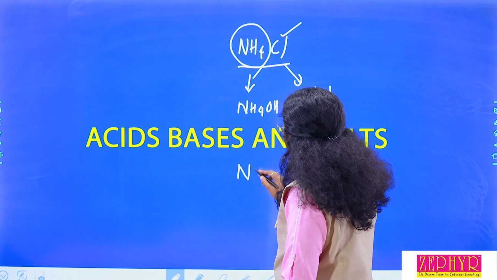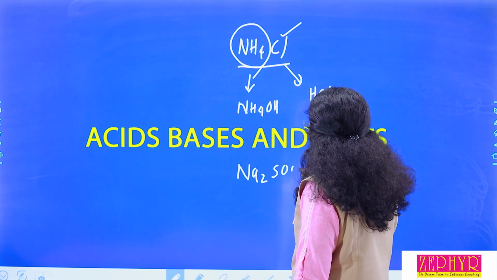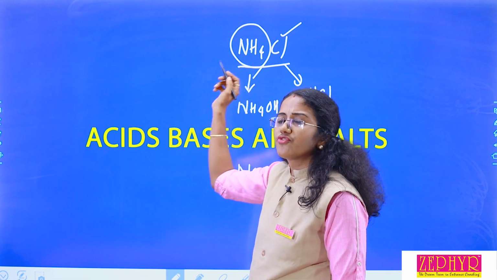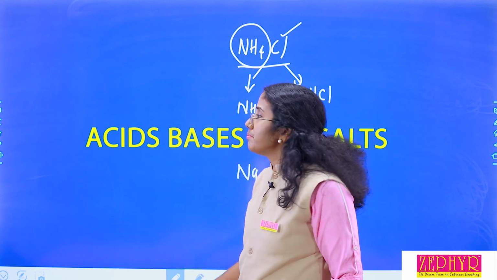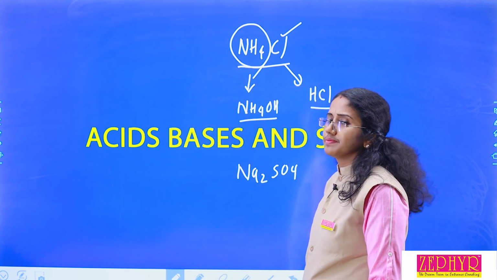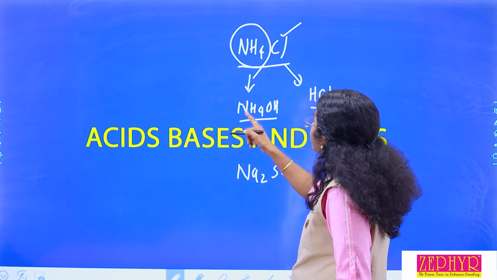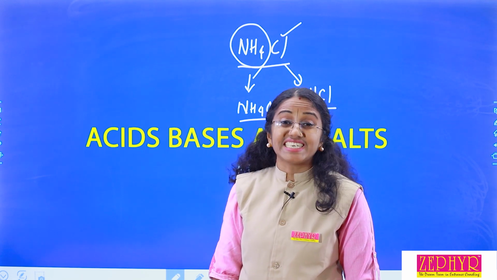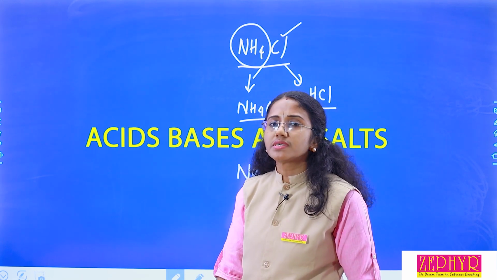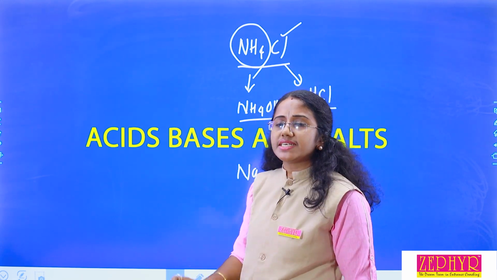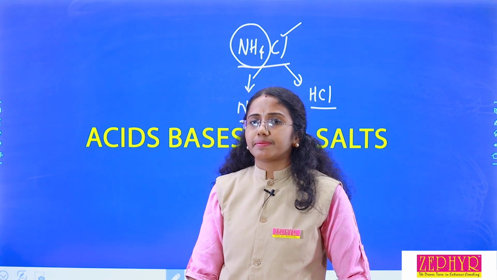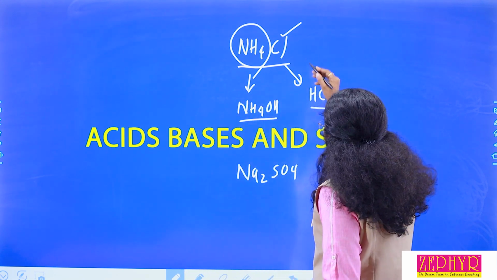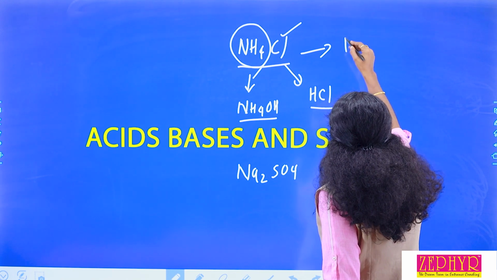Then Na2SO4. See, this salt is formed from a weak base and a strong acid. The salt is acidic in nature because complete neutralization does not take place there. So, this is an acidic salt.